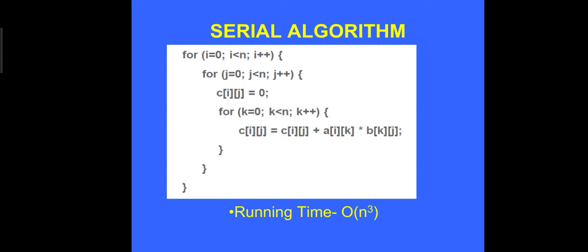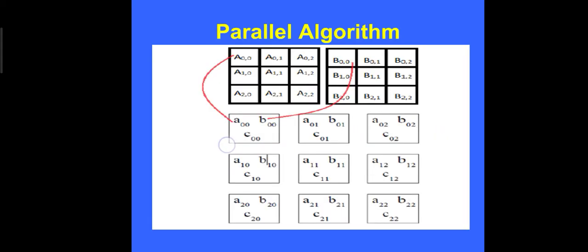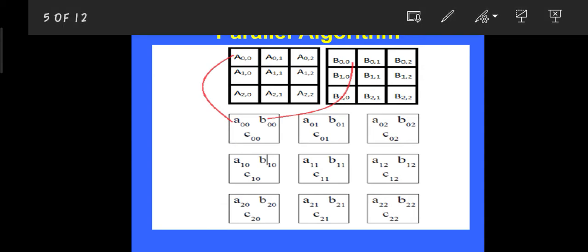N is nothing but the matrix dimension, that is n cross n.